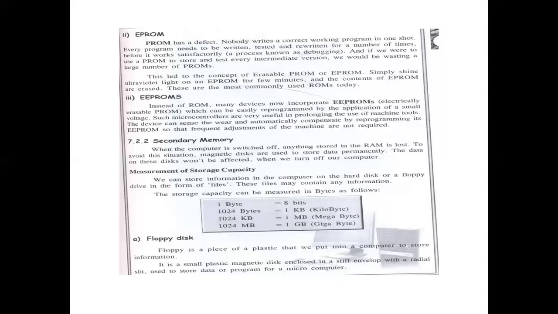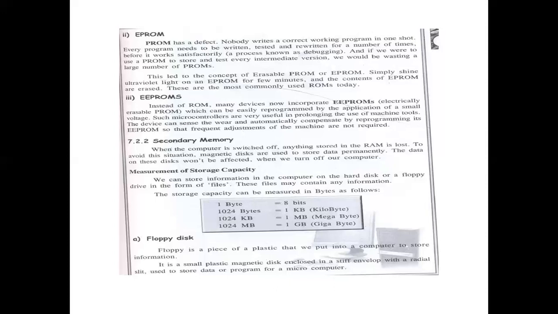so that frequent adjustments of the machine are not required. Next we are going to see secondary memories. Secondary memories are used because when the computer is switched off, anything stored in the RAM will be lost. To avoid this situation, we go for magnetic disks, which are used to store data permanently. The measurements of storage capacities are given here.